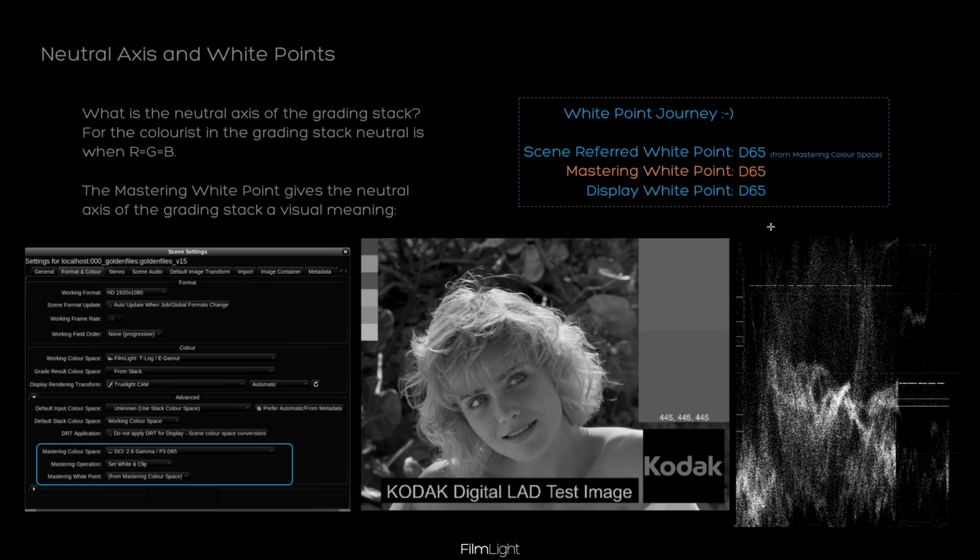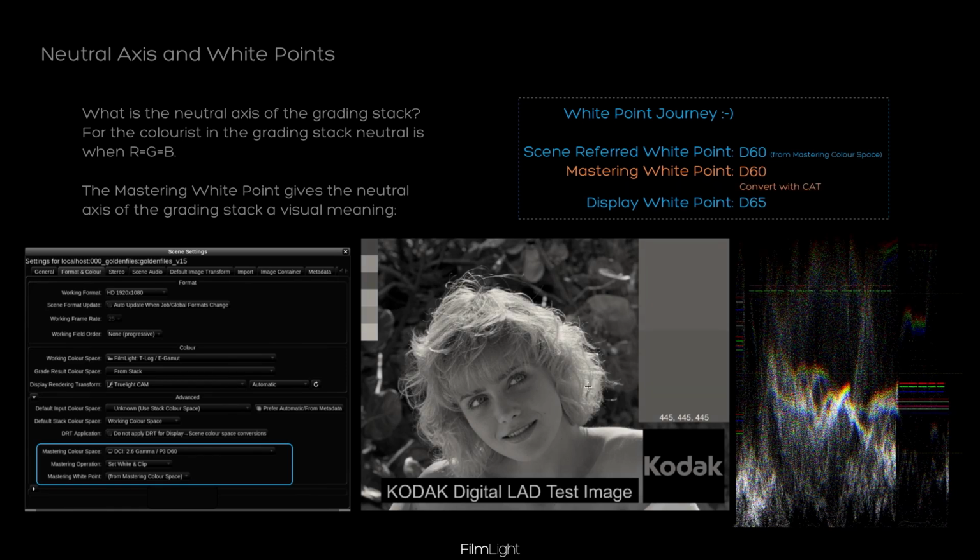The white point journey in summary looks like this. The scene-referred white point inherits its value from the mastering white point, so both are D65. The display white point is D65 too, so it is a trivial white point journey. Everything is D65. Now let's change the mastering white point to something different.